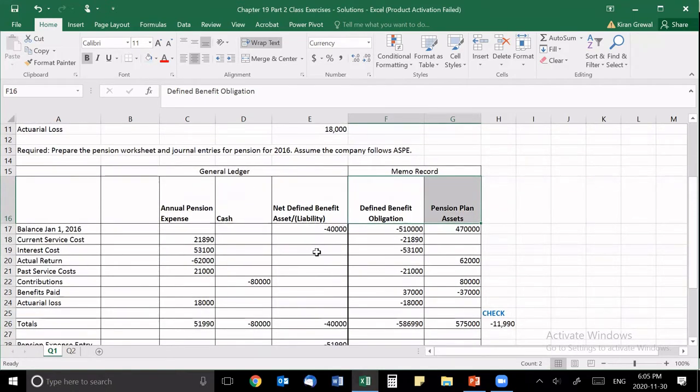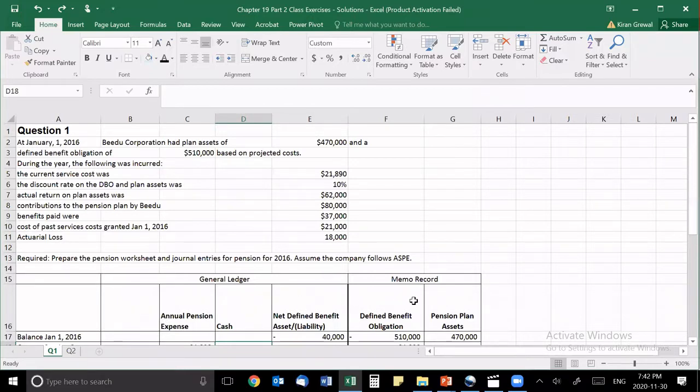So when we did question 2 for chapter 19, part 1, we were not using this pension worksheet. We were just calculating what our defined benefit obligation is, what our pension plan assets are, and what our annual pension expense was. But you'll see that this worksheet might be an easier way for you to do it. It might be a bit harder. On the exam, make sure you know both ways, because both ways could be tested there.